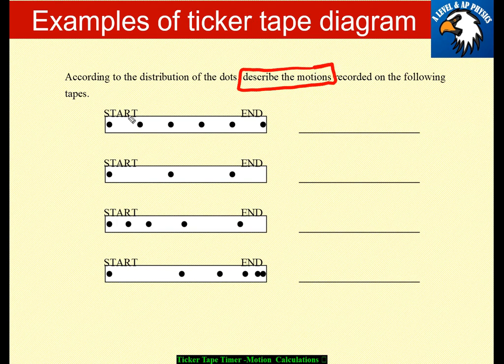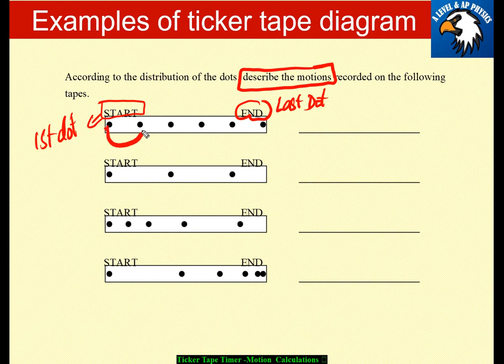This is the start. Start simply means that this is the first dot, and the end means this one is the last dot. Now, what kind of motion is this? We need to understand. As you can see here, the distance between these dots is the same and the time taken is also the same.